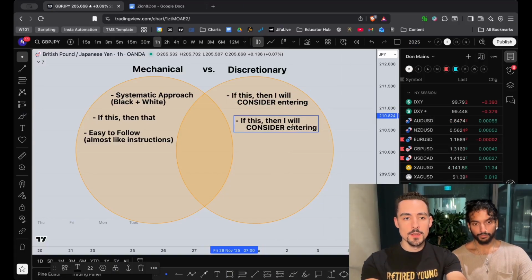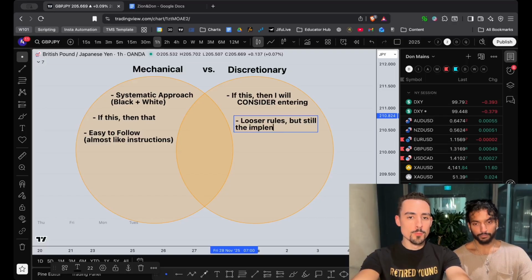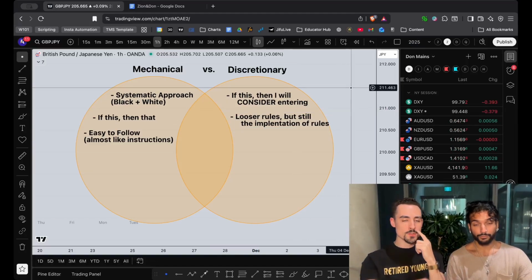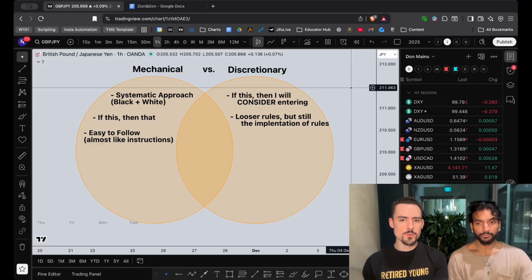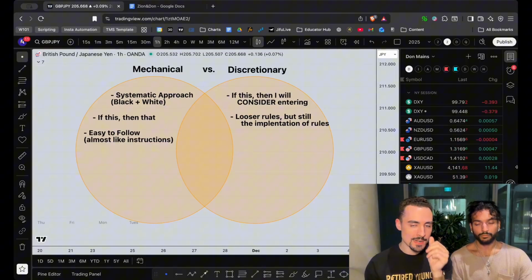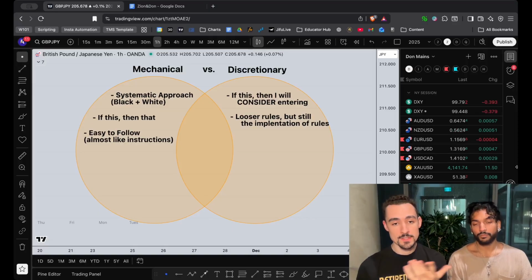It's like looser rules, but still the implementation of rules, if that makes sense. So it's not like you're just, oh yeah, loosey goosey, I'm just gonna trade when I feel like it, and that's that. No, you have rules, but you are being discretionary with those rules, as in, there can be exceptions. Like I don't trade Fridays, but the exception is if there's news. Prime example. For me personally, that's an actual thing for me.